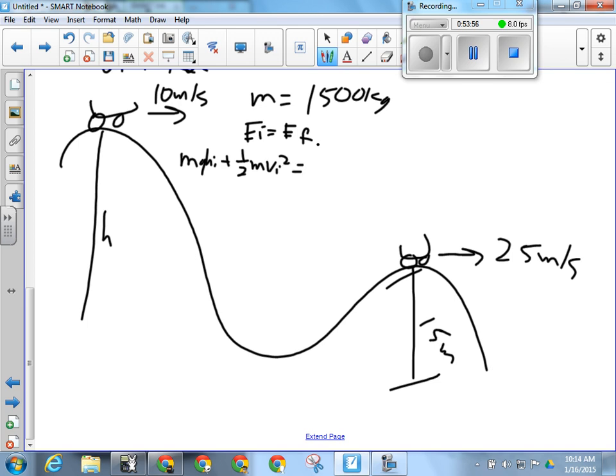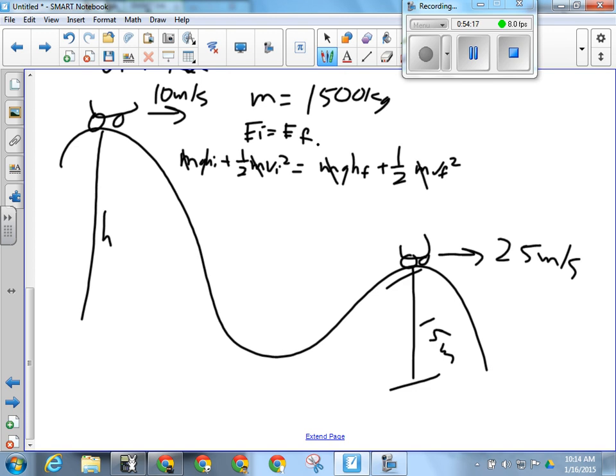At the end, do I have both kinds? Yeah, I've got a height and a speed, so I've got both kinds there. mghf plus 1/2 mvf squared. I need to solve for what? The height, the initial height, this h here. First thing I'm going to do, get rid of the masses. I don't want them in there anymore.